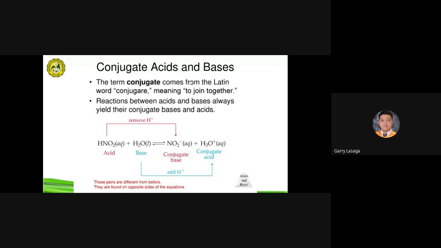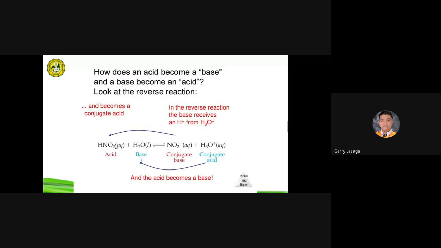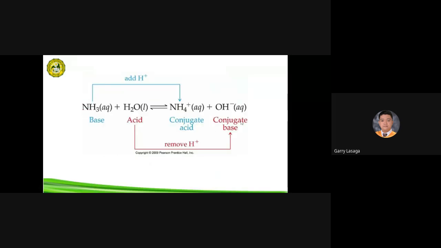The term conjugate comes from the Latin word conjugare, meaning to join together. So the same example here: ammonia will again serve as a base. Water will serve as an acid, so ammonia will accept a hydrogen ion coming from water to form ammonium and hydroxide ion.